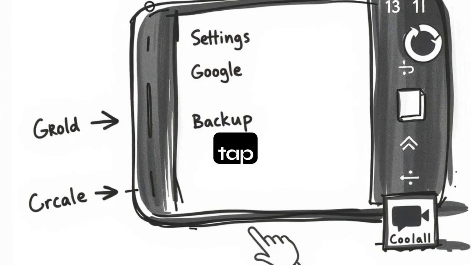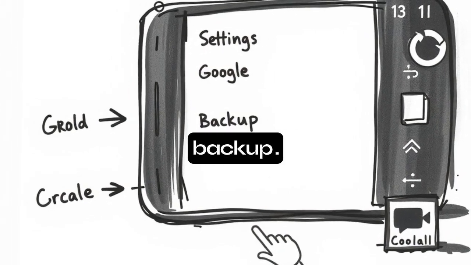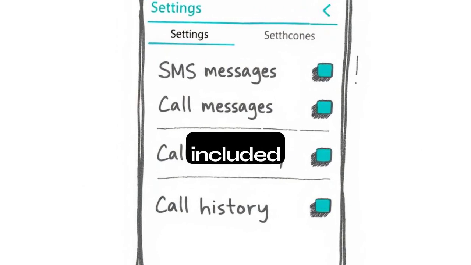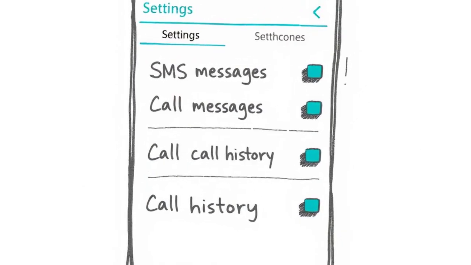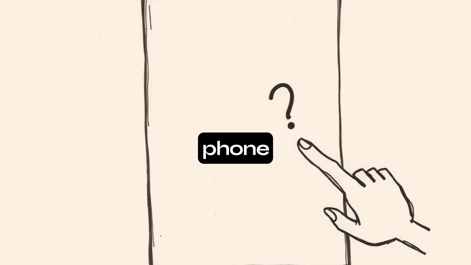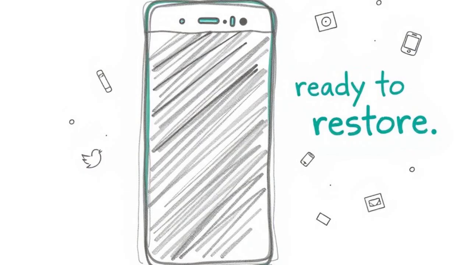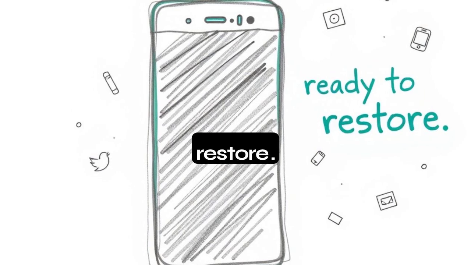Open Settings, tap Google, then tap Backup. Here, confirm that SMS messages and call history are included in your Google Drive backup. If you don't see them, your phone may not support restoring SMS or call history from this backup. If everything looks good, you're ready to restore.